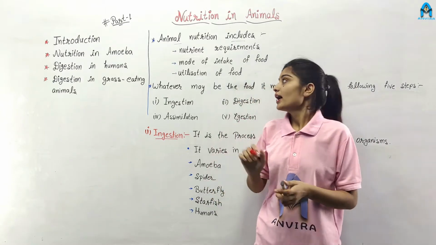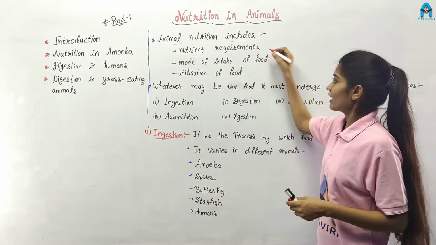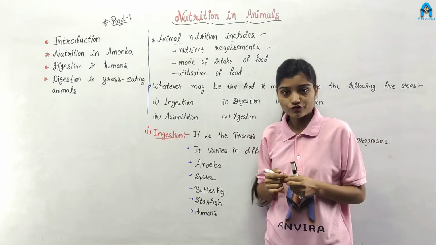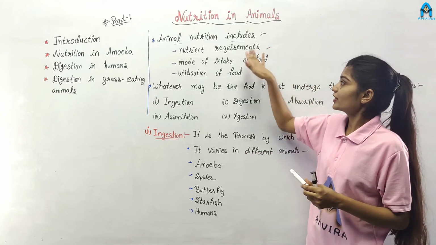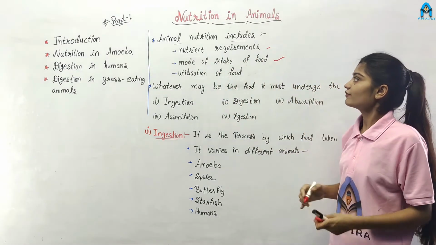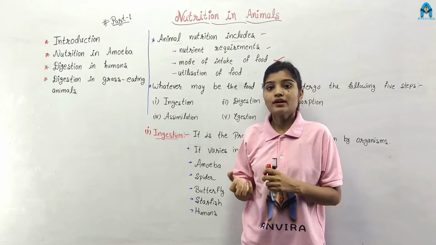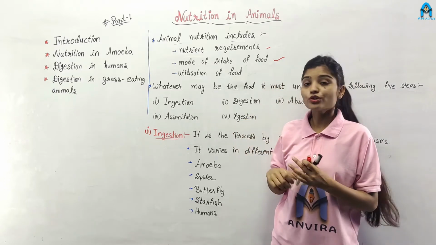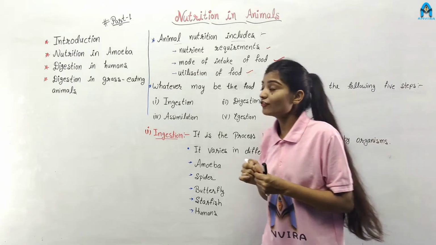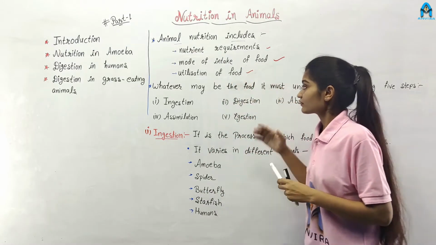As we know, animals have heterotrophic nutrition, and animal nutrition includes nutrient requirements. Many types of nutrients are present in our food and our body requires all these types of nutrients. The second is mode of intake of food, that is, how an organism ingests food into its body, and utilization of food, that is, how our body utilizes the food which we take in.